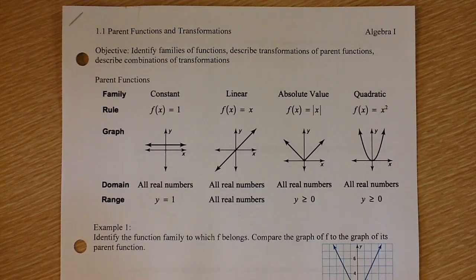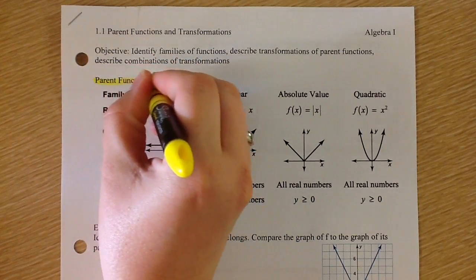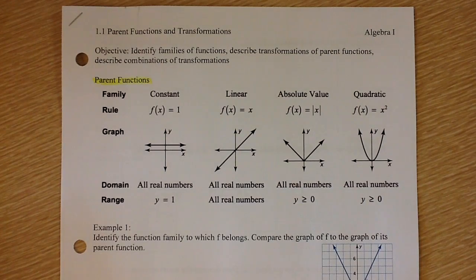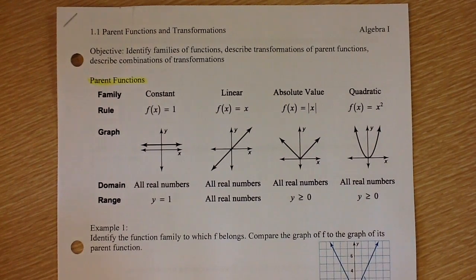Okay, so first we need to talk about this idea of parent functions. Functions can actually be grouped into what we call families based on characteristics that they share. And what we call the parent function is the most basic function in that family that all the rest of them are related to, hence the whole related parent-child relationship in functions. So today we're going to learn about 4 function families.